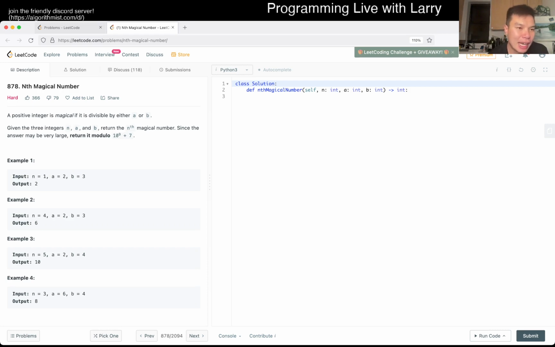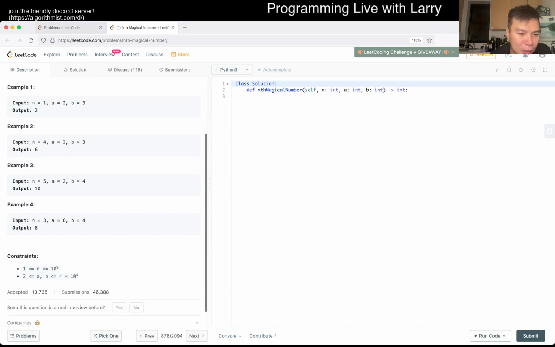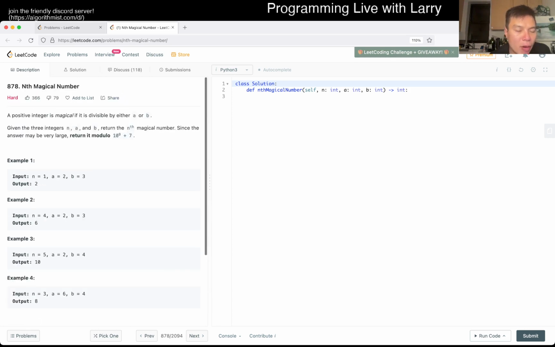Today's problem is 878, nth magical number. A positive integer is magical if it is divisible by either a or b. Given n, a, and b, find the nth magical number. And n could be really big, 10 to the 9th, right? So, okay, a or b?